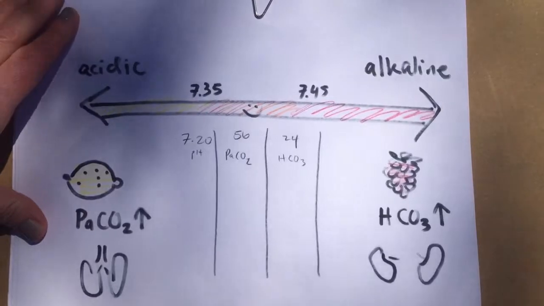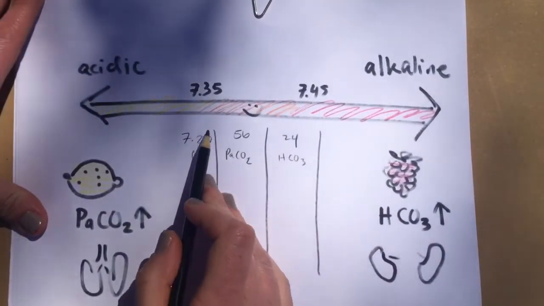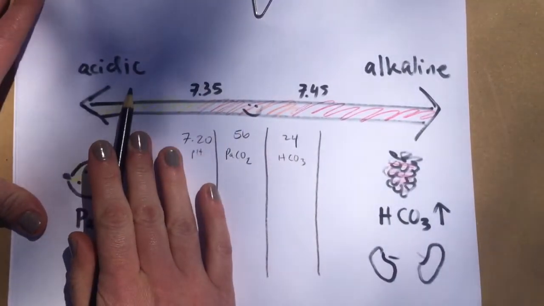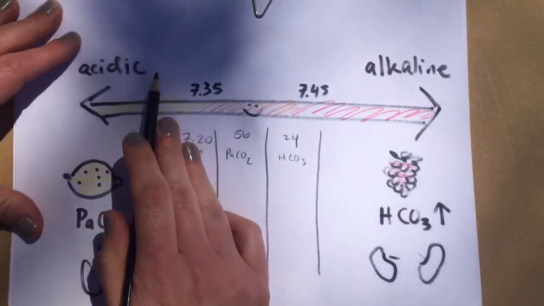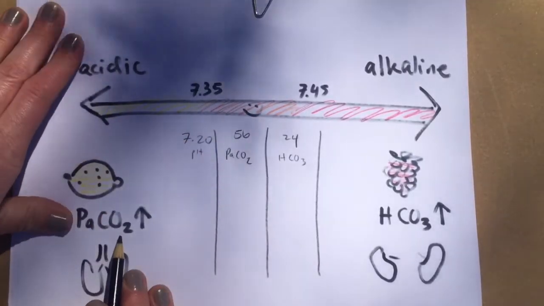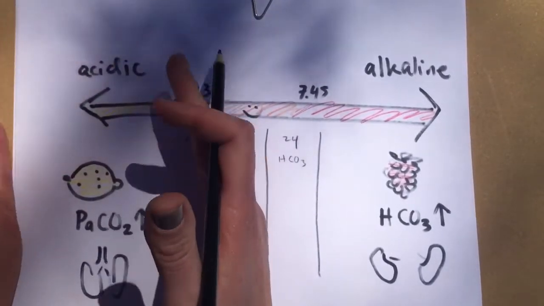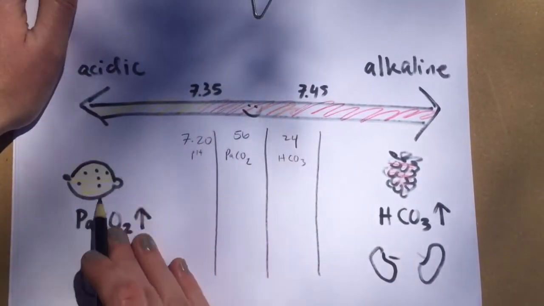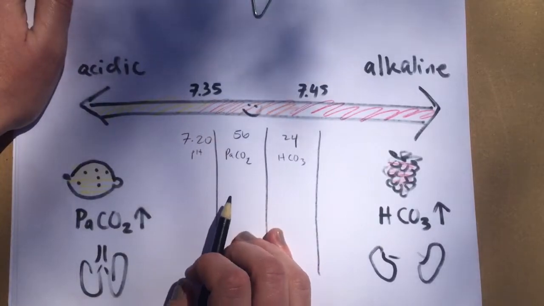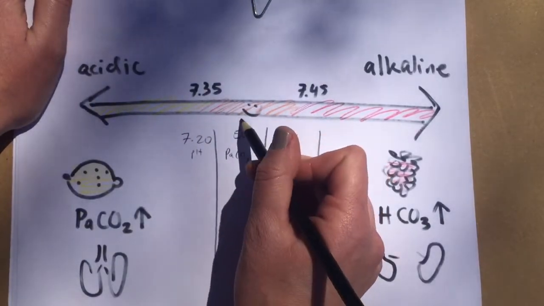Well, 7.20 is definitely going to put us at acidic. And if we remember, acidity means that your PaCO2 is going to be high because it's lemons, yellow, high. We're in this section here. Eat a lot of lemons, get acidic. So, is our acidity high?